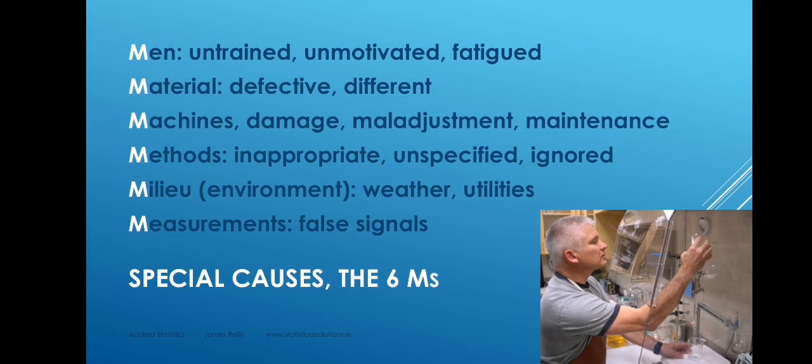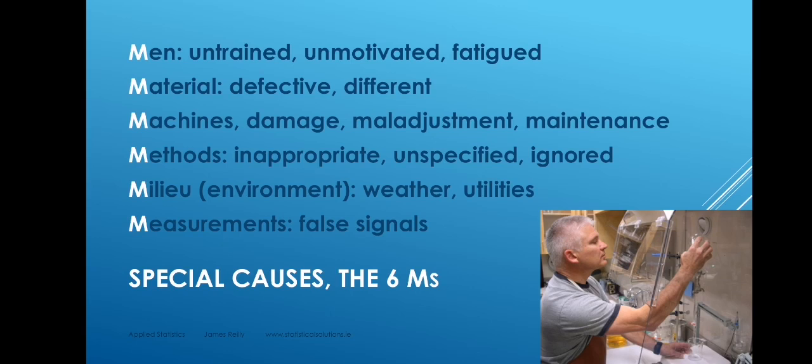It could be the machines that are used to do the process, and the machines could be damaged, or they could be incorrectly adjusted, or they may require maintenance. It could be the methods that are being used. Maybe the procedures are not appropriate, or maybe the procedures aren't specified, or they're not being followed, they're being ignored. It could be the milieu, that is the environment. It could be the weather has changed, the temperature or relative humidity, or the utilities, the pressure in an airline or the voltage in a main supply.